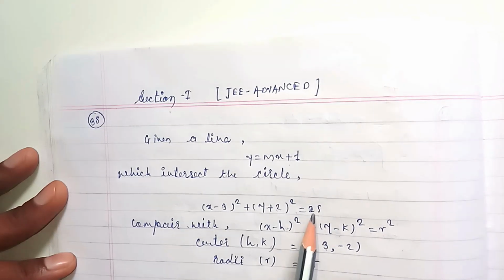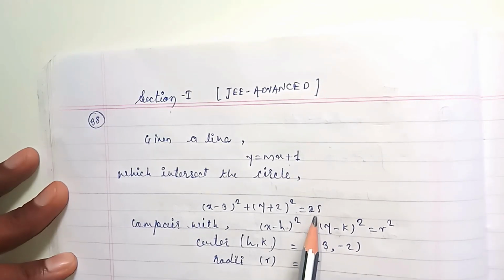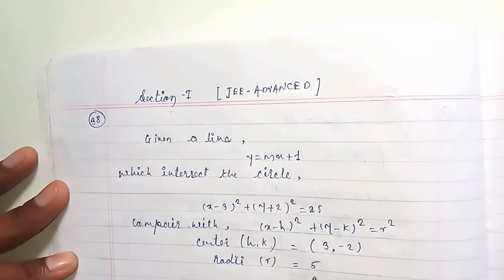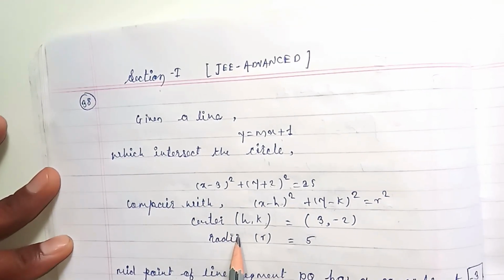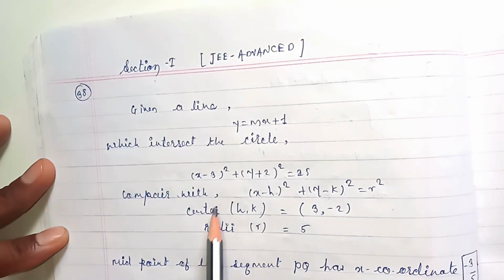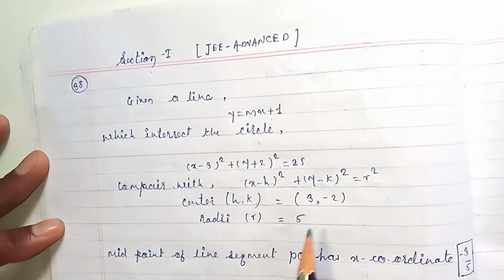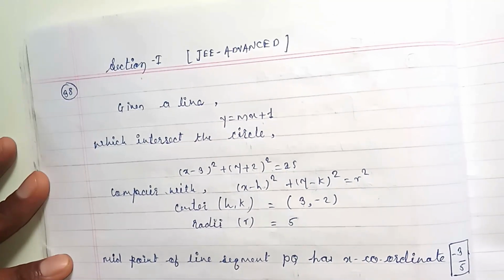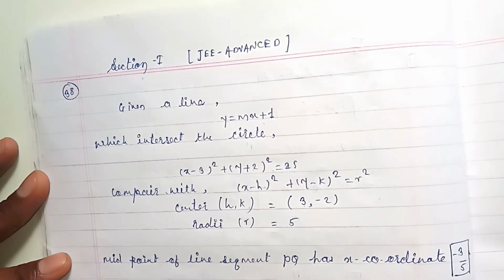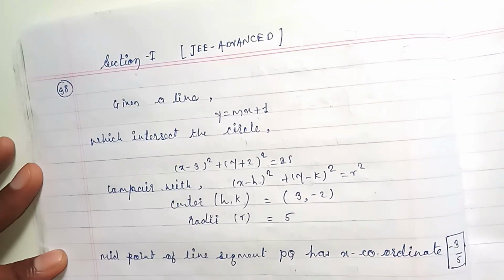And the radius squared is 5 squared, so we get the radius as 5. So these are all the values of the radius and center we generated from our equation of a circle. And one more condition we have here: the midpoint of the line segment PQ has x coordinate negative 3 by 5.